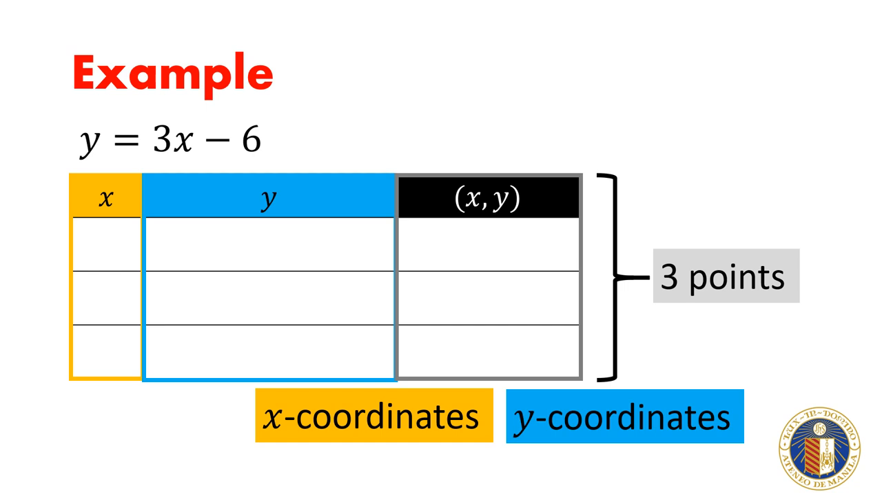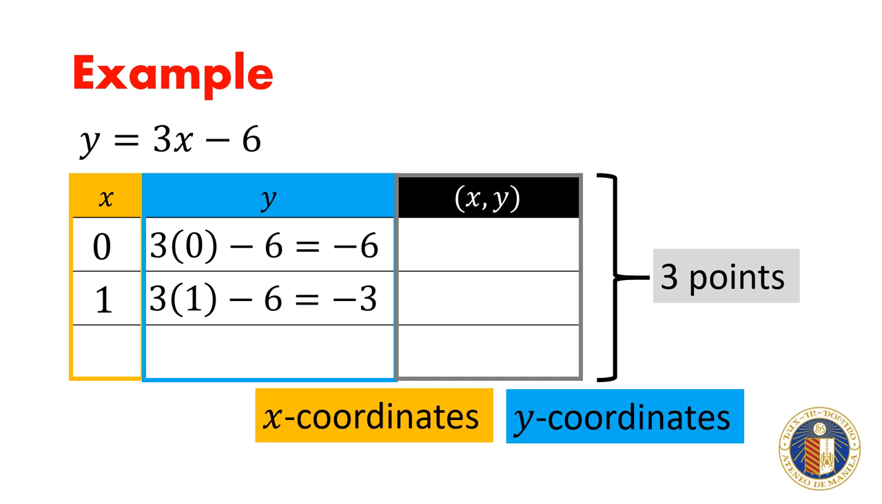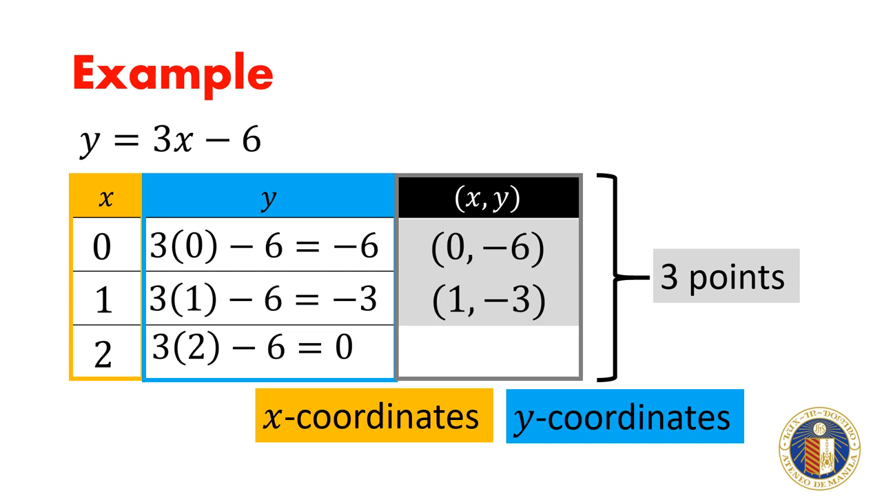if we take x to be equal to 0, our y will be equal to negative 6. If we take x to be 1, our y will be equal to negative 3. If we take x to be 2, our y will be equal to 0. The three ordered pairs formed are 0, negative 6, 1, negative 3, and 2, 0, respectively.